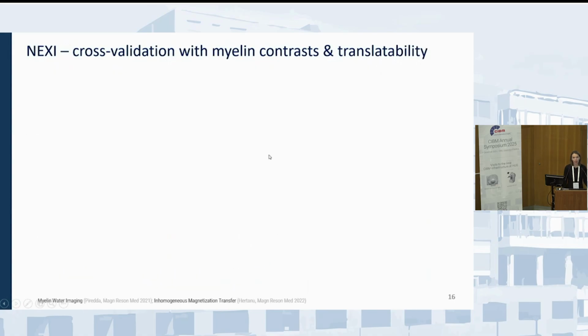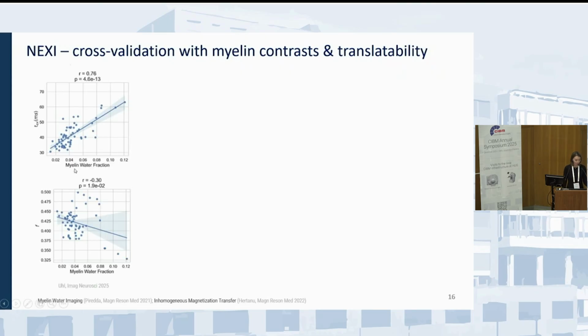And so in humans, well, you cannot really have histology on in vivo subjects. So what we tried to do at least is a cross-validation with other MR contrasts. And so we looked at two myelin contrasts. One is this myelin water fraction using a multi-echo T2 acquisition. And so we were very happy to find that among the NEXI parameters, the one that correlated best with this myelin water fraction was the exchange time. So there is a good agreement and sensitivity there to myelination in the cortex.